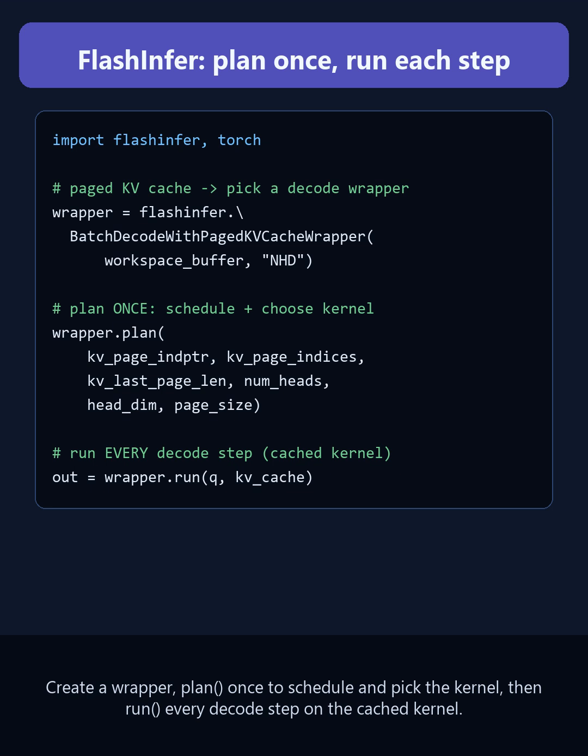In Python, it's really two steps. You create a wrapper over a scratch workspace buffer, call plan with your batch's layout and shapes, then call run on every decode step. Plan does the scheduling and kernel selection once, run just launches the cached, just-in-time built kernel. That plan and run split is exactly what makes it both fast and CUDA-graph friendly.